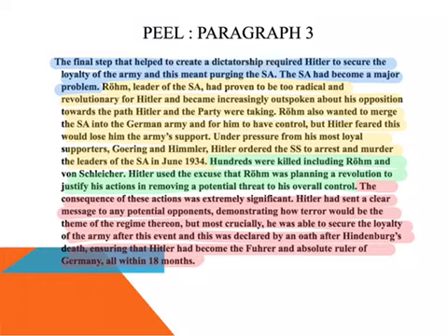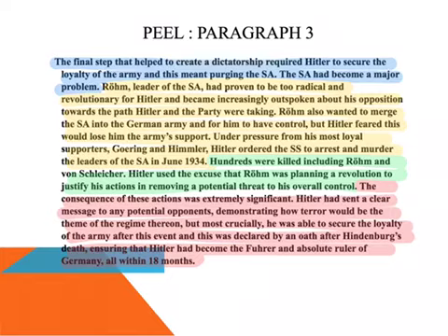Let's look at paragraph 3. The final step that helped to create a dictatorship required Hitler to secure the loyalty of the army, and this meant purging the SA. The SA had become a major problem. There's the last point then, and there's also good focus on the question here. Röhm, leader of the SA, had proven to be too radical and revolutionary for Hitler, and became increasingly outspoken about his opposition towards the path Hitler and the party were taking. Röhm also wanted to merge the SA into the German army, and for him to have control, but Hitler feared this would lose him the army's support.